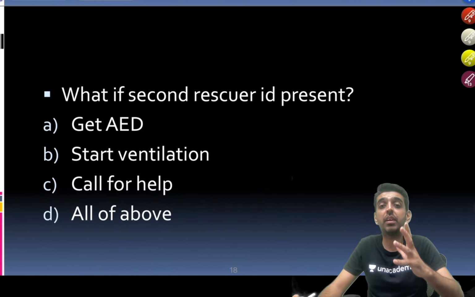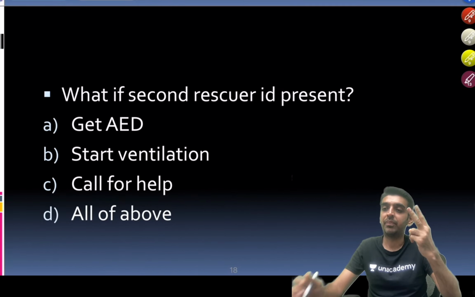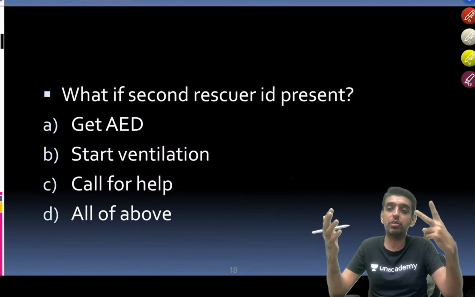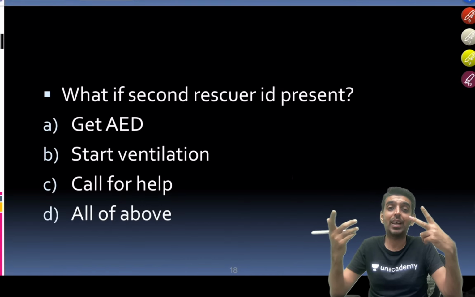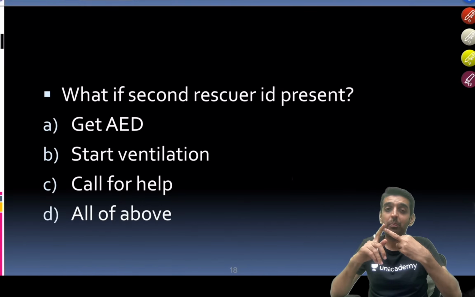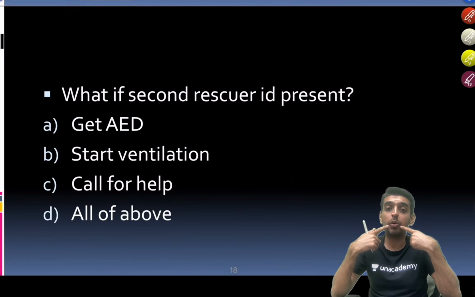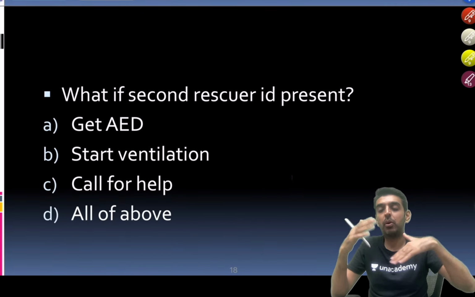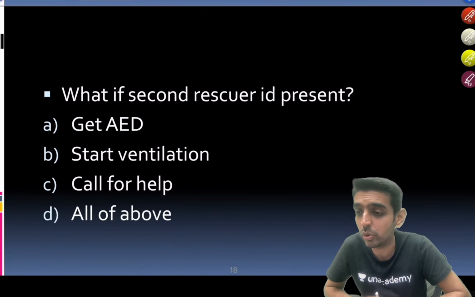What will happen if a second rescuer is present? Suppose Kartika and PK are present at the spot. What if two rescuers are present, instead of you alone, you are present with your friend? What will your second person do? The second person will get the AED. The second person will start ventilation, that is mouth to mouth breath. The second person will call for help, or will do all of the above activities, right? What will the second person do?